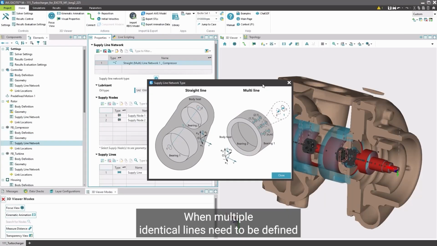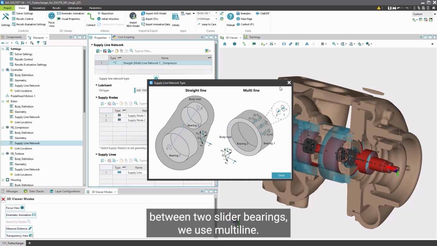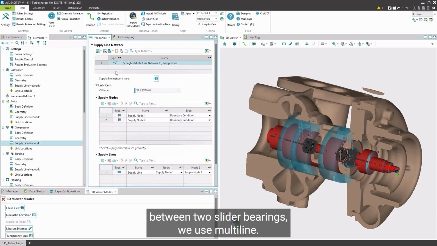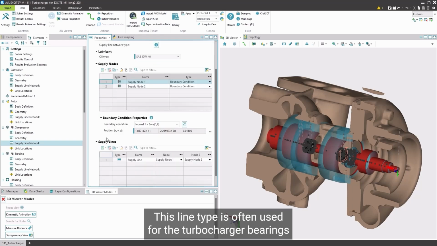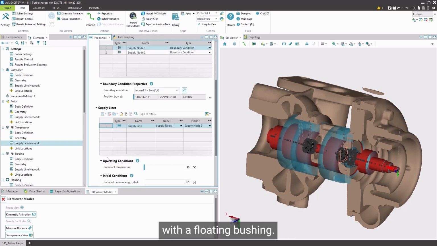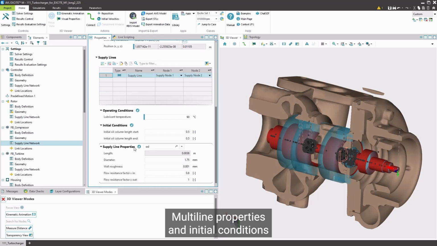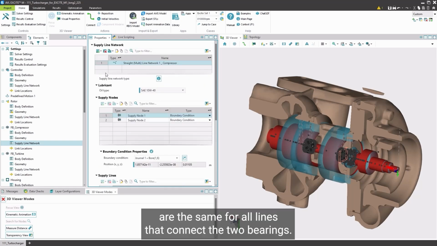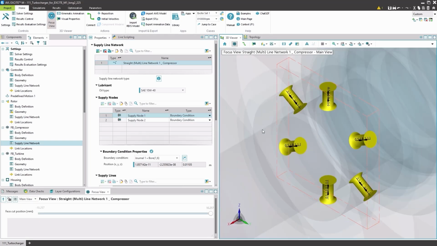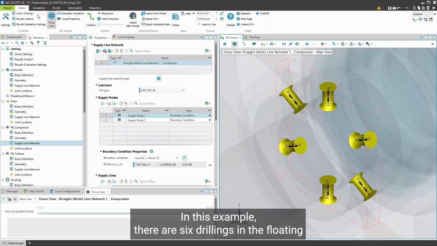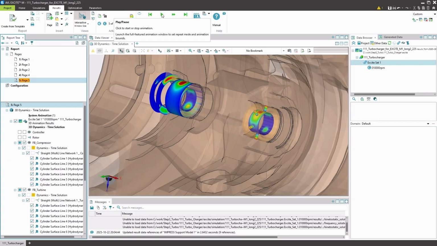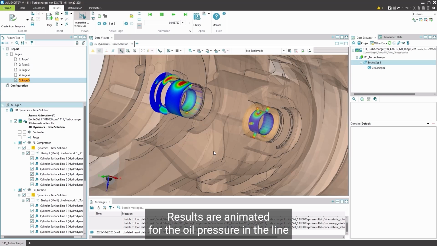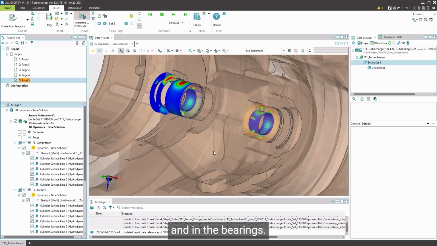When multiple identical lines need to be defined between two slider bearings, we use multiline. This line type is often used for the turbocharger bearings with a floating bushing. Multiline properties and initial conditions are the same for all lines that connect the two bearings. In this example, there are 6 drillings in the floating bushing that are modelled with one multiline. Results are animated for the oil pressure in the line and in the bearings.